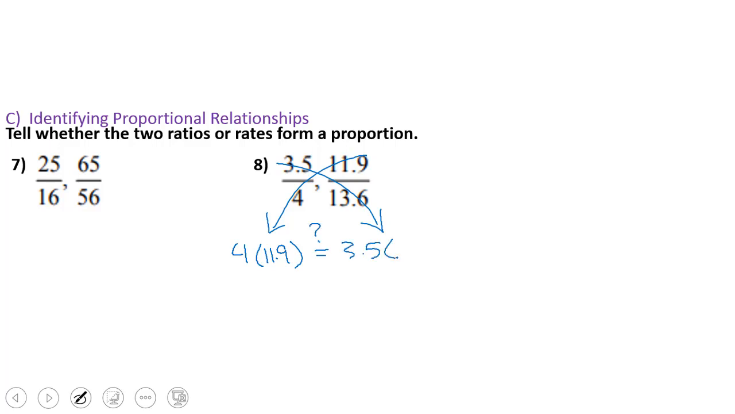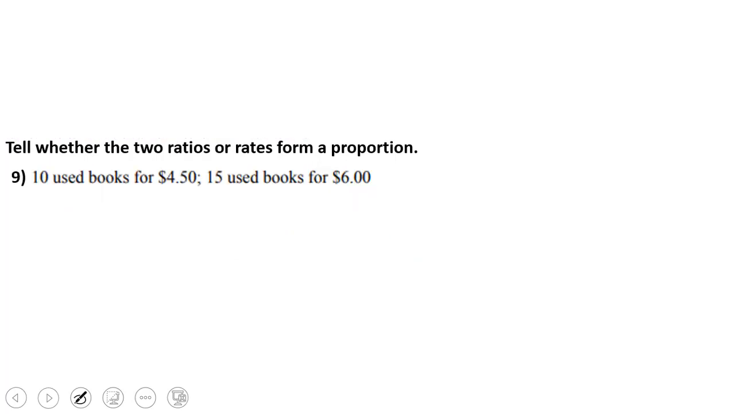3.5 times 13.6? I'm sorry, 4 times 11.9. 4 times 11.9 is 47.6. Is that equal to 3.5 times 13.6, which is 47.6? And the answer to that is yes. So those two ratios do form a proportion. They are proportional. Moving right along.